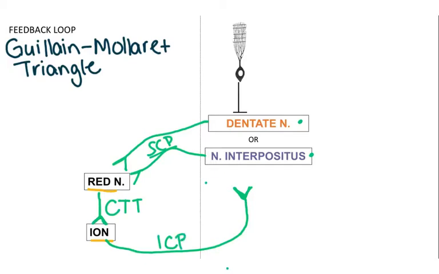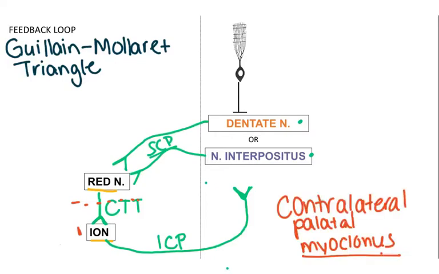And a lesion in the central tegmental tract will result in a degeneration of the inferior olivary nucleus, which will cause contralateral palatal myoclonus, which can be described as an oscillatory clicking of the soft palate. And these fibers that are in the central tegmental tract that are traveling from the red nucleus to the inferior olivary nucleus are called rubro-olivary fibers.